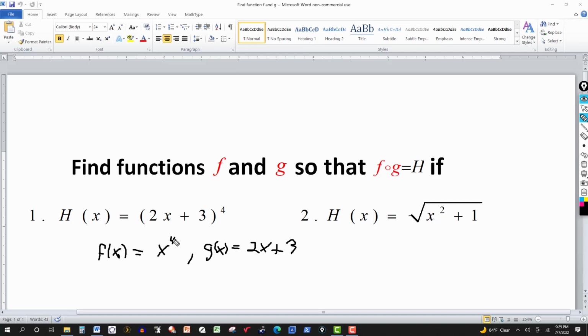Another one would be, say, make this a square and make the 2x plus 3 a square, and then when you put it in, you get what we want.